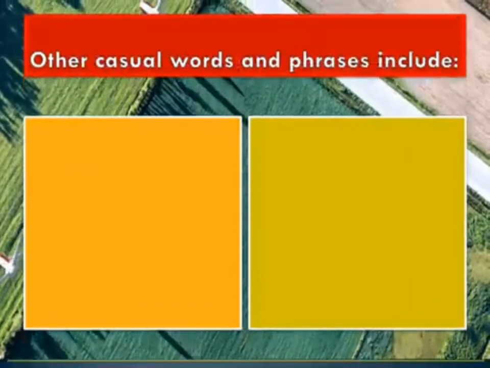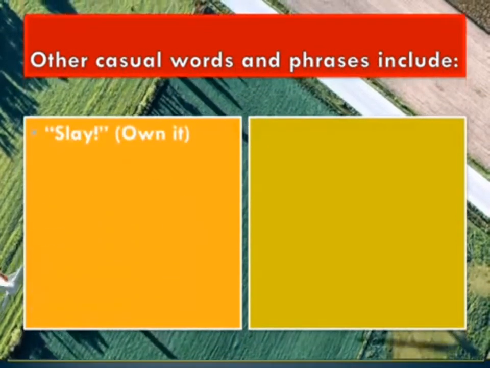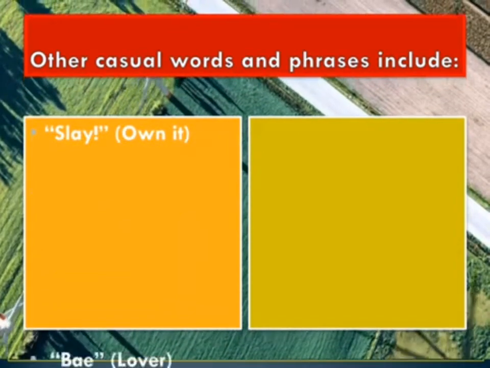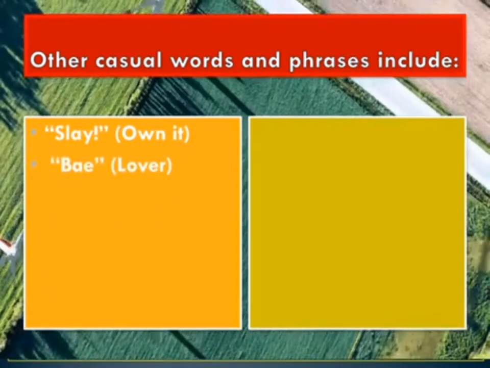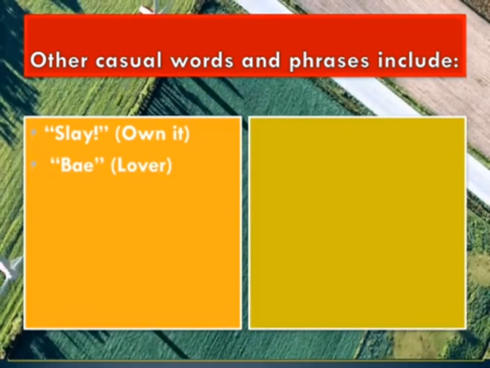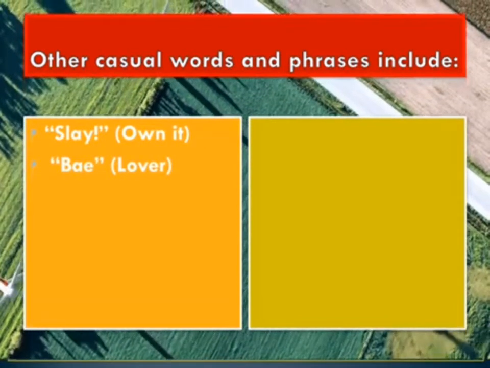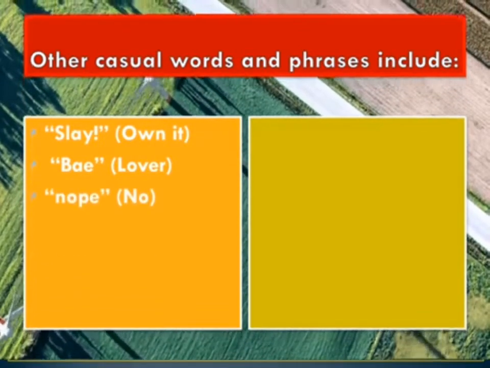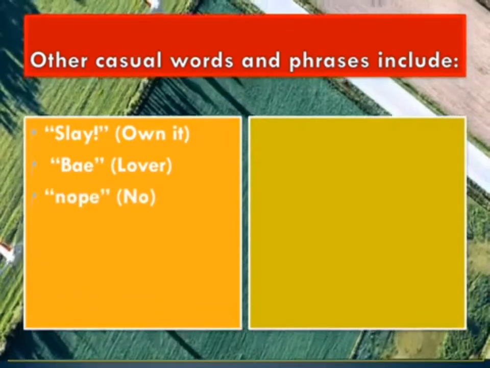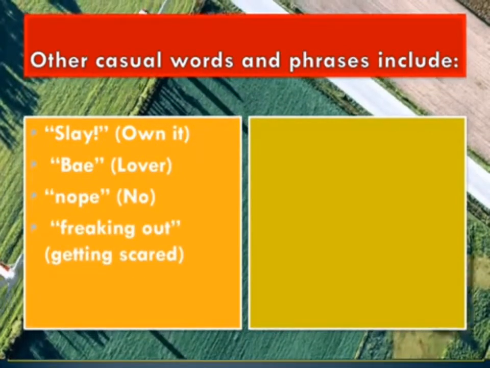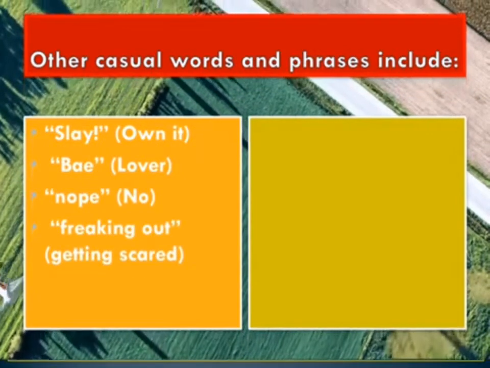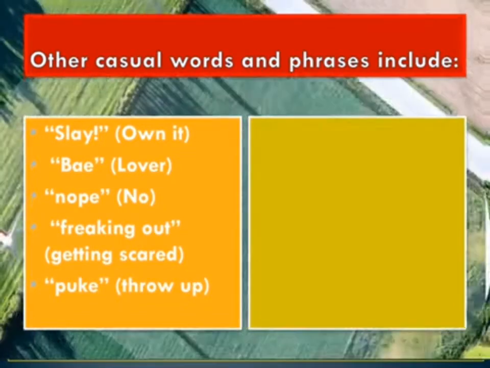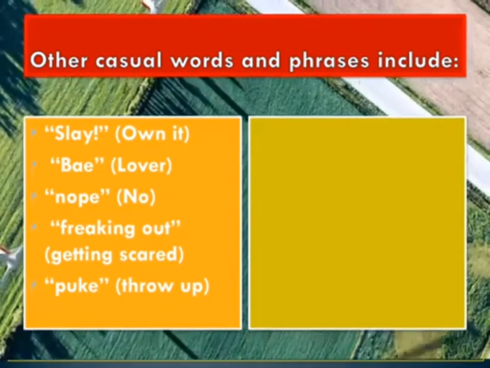So other casual words and phrases include the first one, we have slay, meaning you're going to own it. Another example of casual word is bae. Of course, we all know what is bae. It pertains to a lover. Another, when we say nope, meaning no. And then freaking out, meaning you're getting scared. Another example of casual word is puke, meaning to throw up or to vomit.